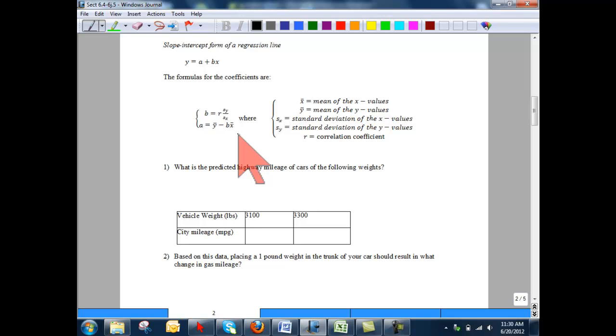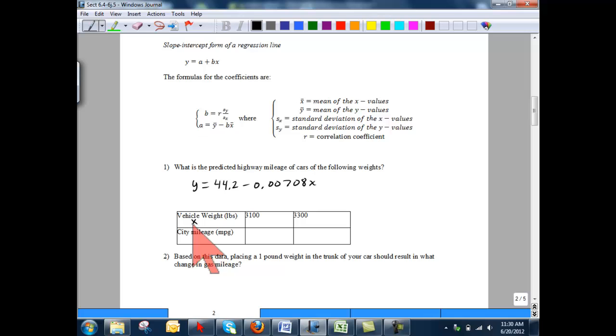What is the predicted highway mileage of cars of the following weights? Here's the question then that I was posing earlier. Suppose I know that a car weighs 3,100 pounds. What kind of gas mileage can I expect out of it? And here's a car that weighs 3,300 pounds, and what kind of mileage would it be able to get? Let's copy down the regression equation. Y equals 44.2 basically minus 0.00708 times x.